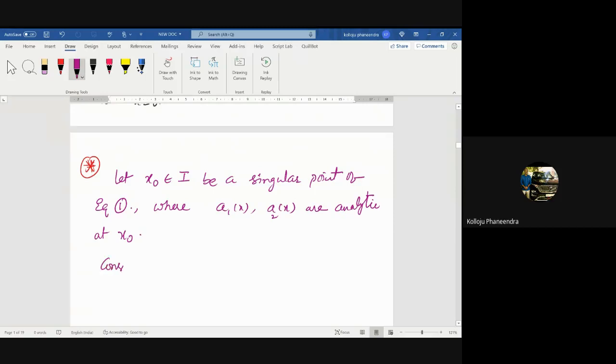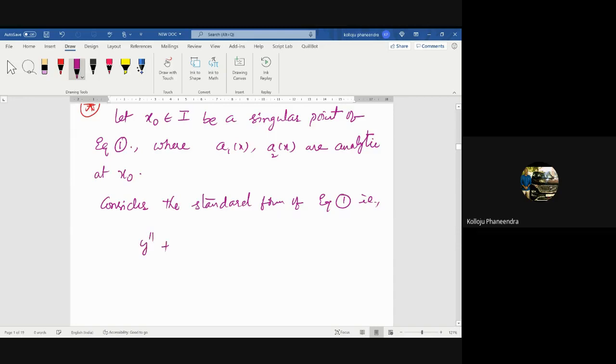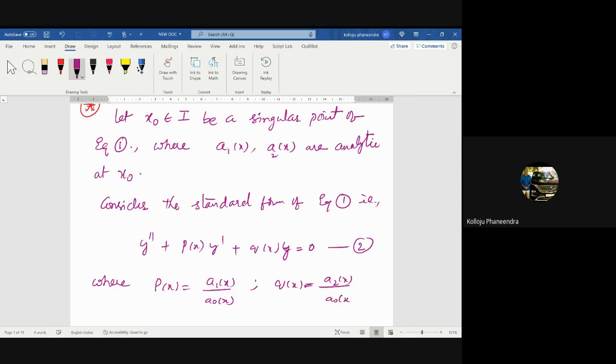Now consider the standard form or normal form of equation 1. That is vector equation 2: y double dash plus P of x into y dash plus Q of x into y equal to 0. This is equation 2 I have taken. Do you remember, where P of x is nothing but a1x by a0x, and Q of x is a2x by a0x.